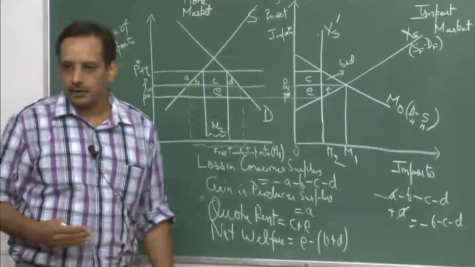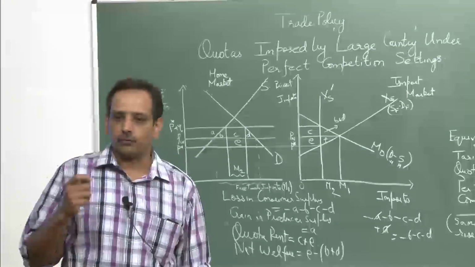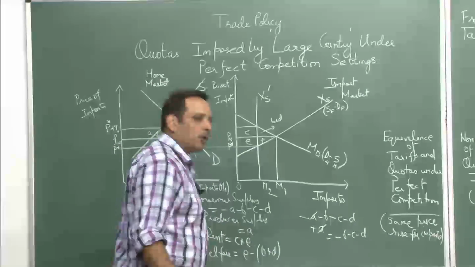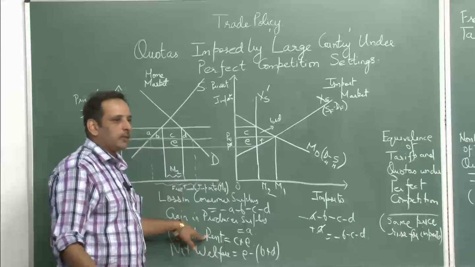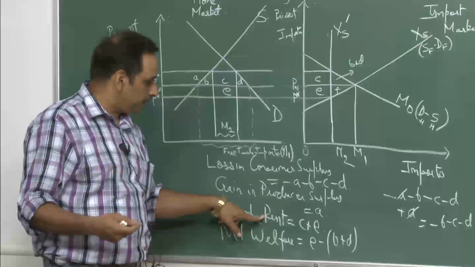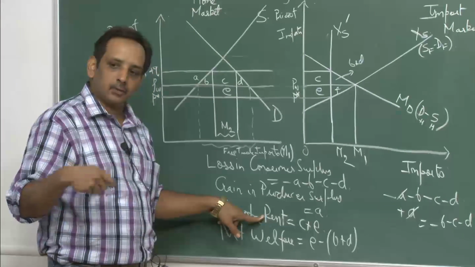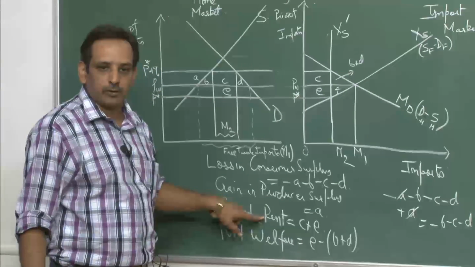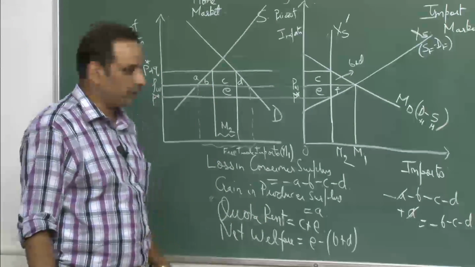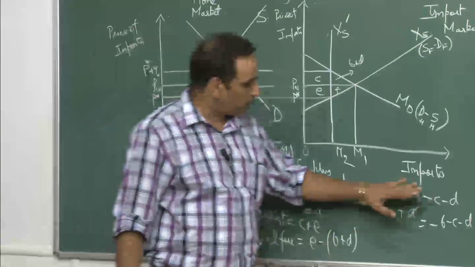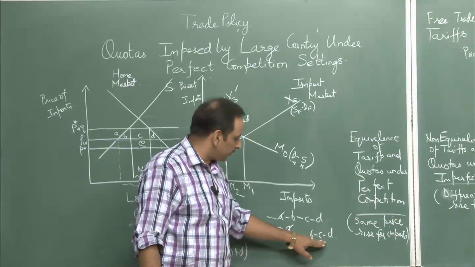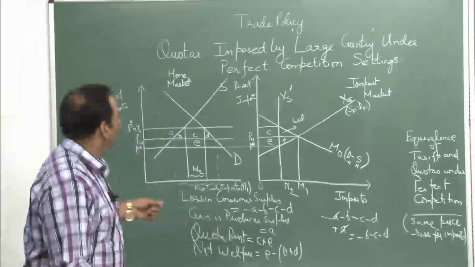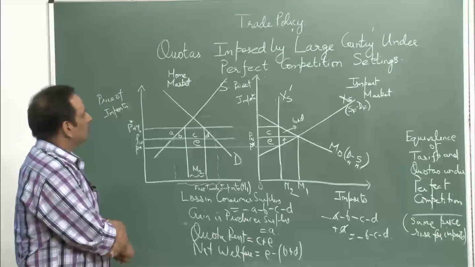The fourth case is the case of VERs, voluntary export restraints, where the quota rents accrue to the foreign producers. The home government decides to give these quota licenses to the foreign governments. So the quota rents don't accrue to the home country, they accrue to the foreign country. So again this is lost. So your net welfare works out to be minus B minus C minus D. These are the four possibilities that you can have when quotas are imposed by the large country.